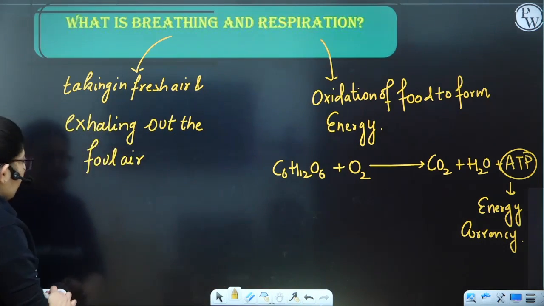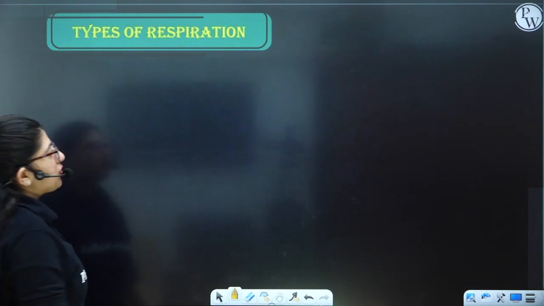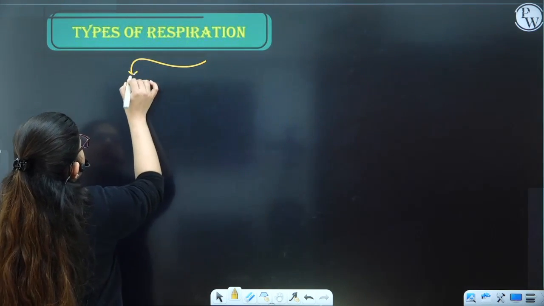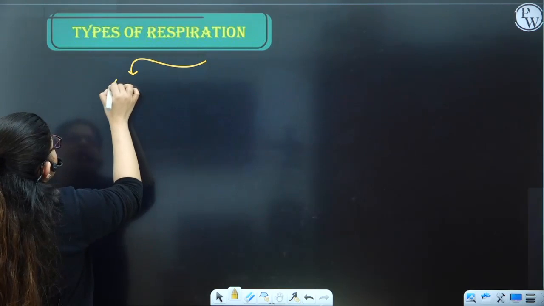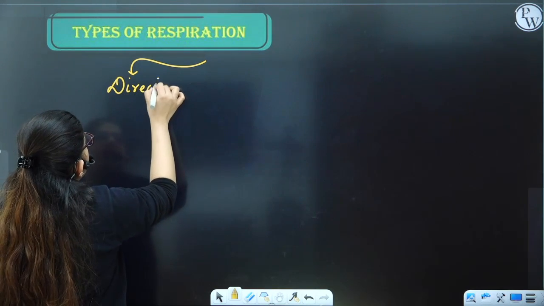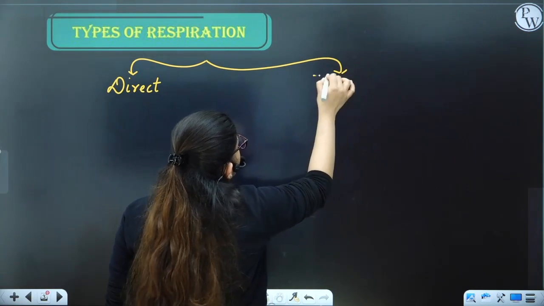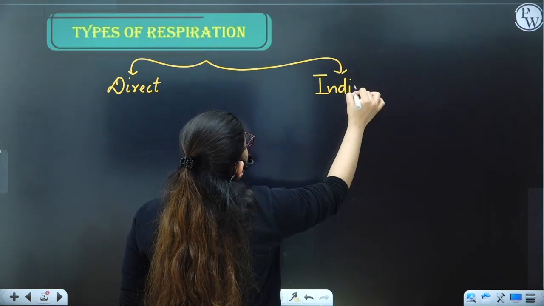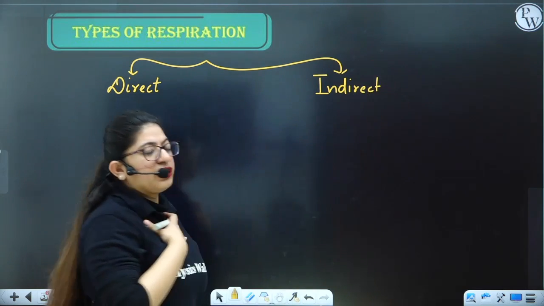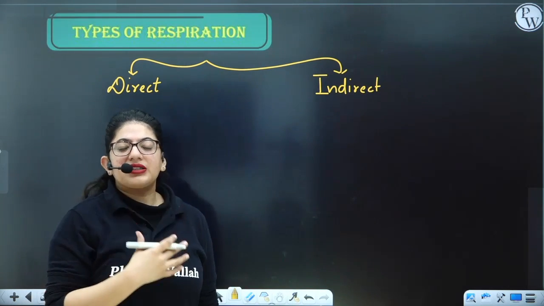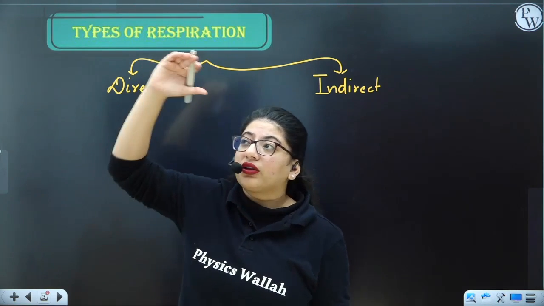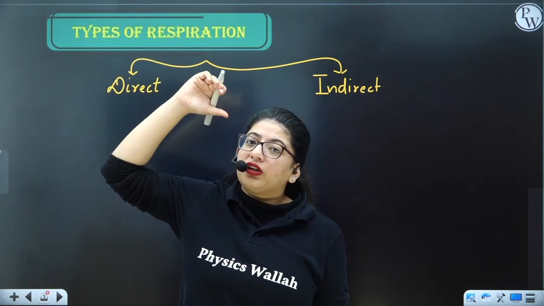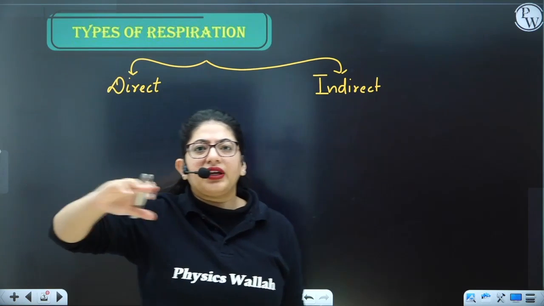So first of all, what are the various types of respiration? There are two types of respiration on this entire earth. One is direct, another is indirect. So if I'm talking about us, the humans, we consider ourselves the most complex organism, the one on the top of the game, on the top of evolution, right? So we are very complex.